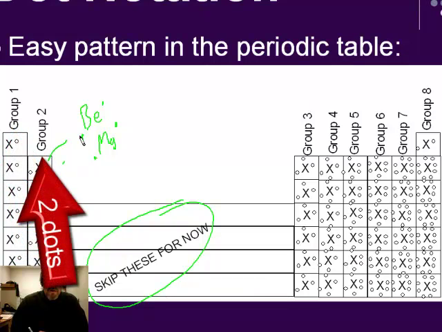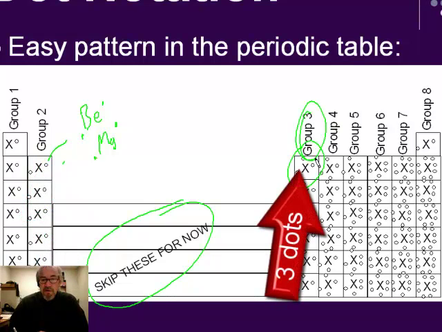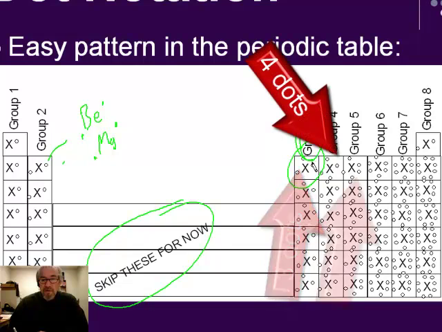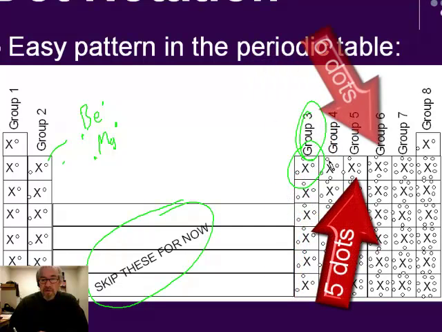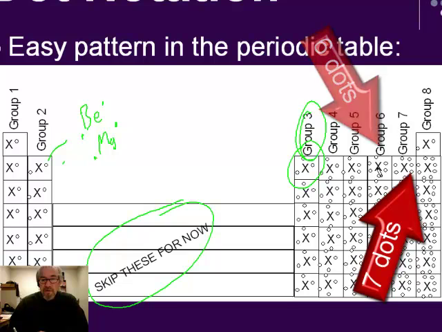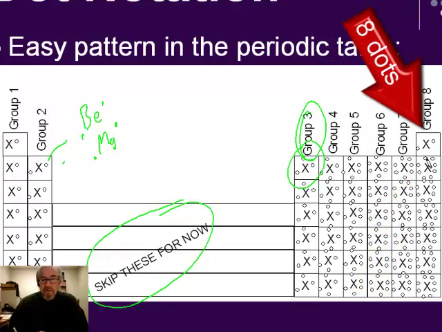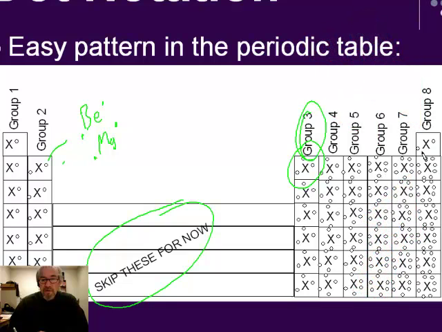If we make aluminum's column the third group, that group all has 3 dots, and then it's going to be 4, and then it's going to be 5, and then it's going to be 6, and then it's 7, and then it's 8. So whatever column number it's in, that's how many dots. Very easy to do. So you try these.